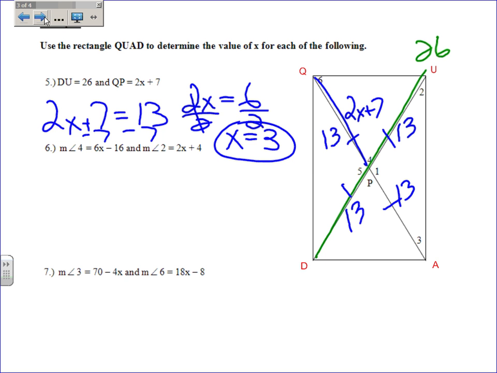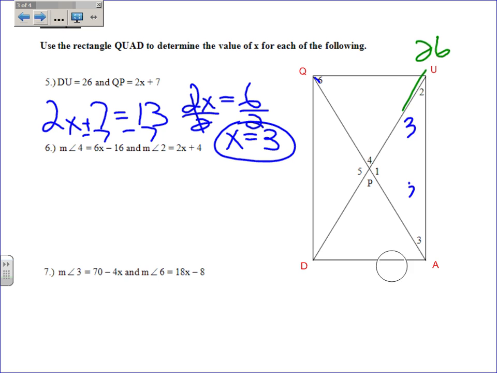Number 6 is one of the potentially harder ones. So let's see if you can help me with this one. Angle 4, where is that? Here it is, 6x minus 16. And angle 2, where's that? There it is, 2x plus 4.